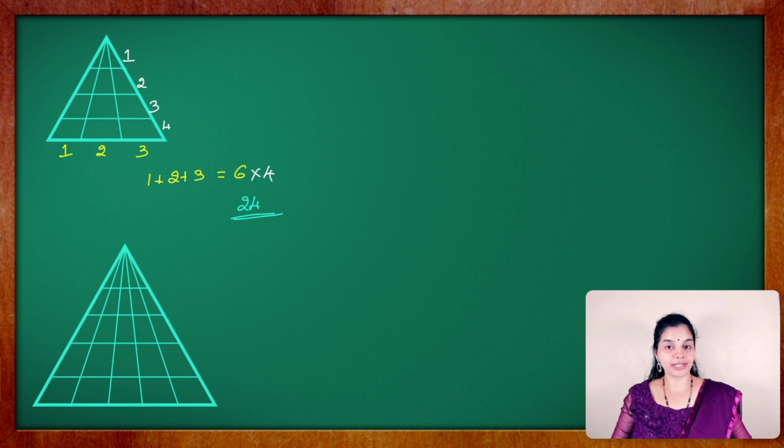Let us consider another similar example. So here you can see the triangle. Just try to solve it. Okay. So vertical lines, it is dividing the triangle into 1, 2, 3, 4, 5 parts.